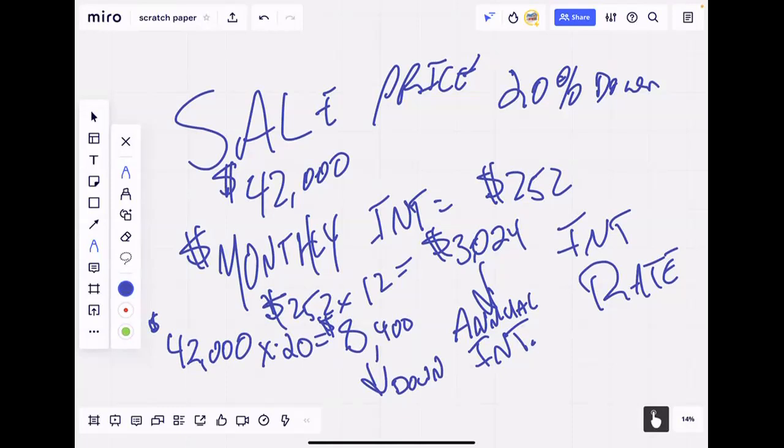Oh, now we just have to find the rate. So we're going to divide one by the other. Okay, what are you going to divide by the other? You're going to take the 8,400 and divide it by 42,000. What would you get from that? And then multiply by 100 to get the percentage. Let's see, 1,400 divided by 42. When you divide a sale price by a down payment, what is it that you're getting?